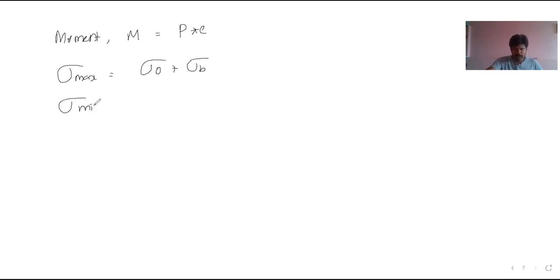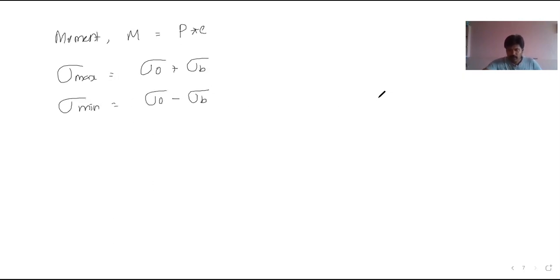Now we all know that the moment M is equal to P into E. So what they have asked, we have to calculate the maximum and minimum stress. For maximum stress, sigma max is equal to direct stress plus bending stress. For sigma minimum, direct stress minus bending stress.